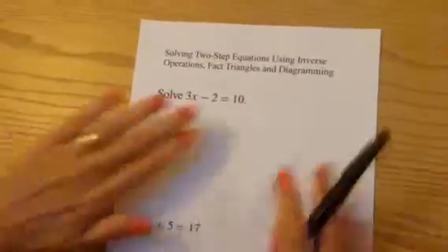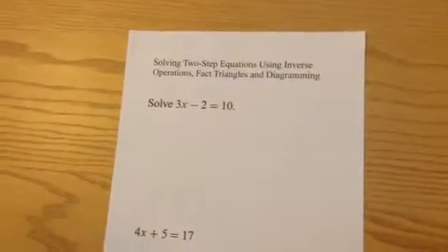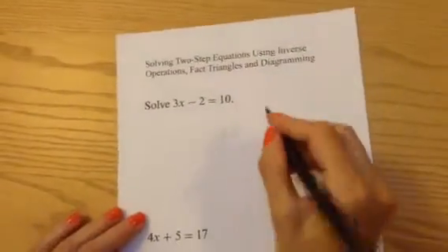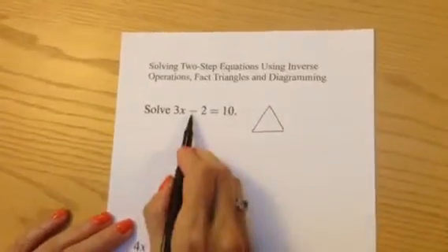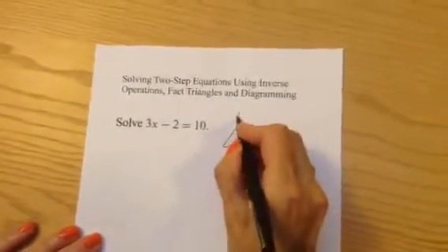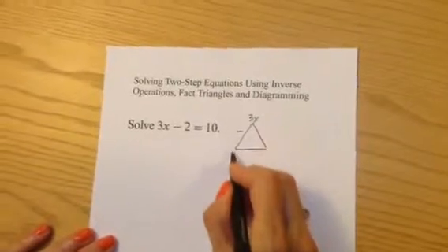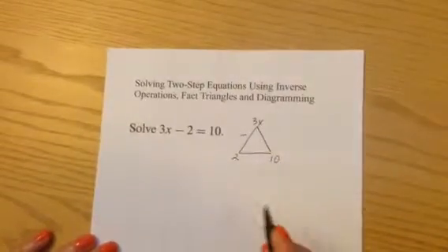Hello. Today we're going to learn how to solve two-step equations using inverse operations, fact triangles, and diagramming. So we're going to start with this first example: 3x minus 2 equals 10. And we're going to start by drawing a fact triangle because of this subtraction sign. So 3x minus 2 equals 10.